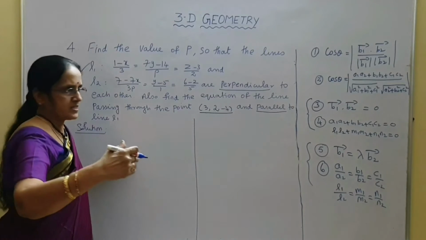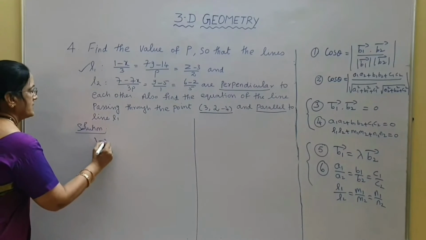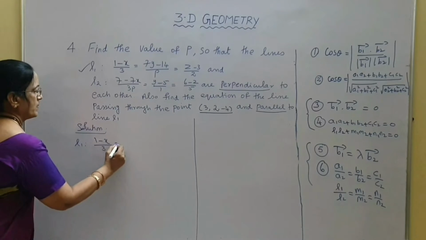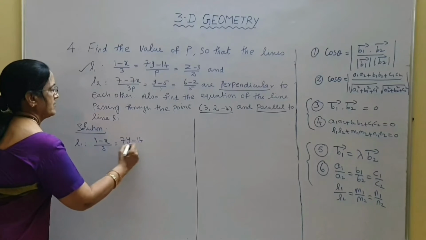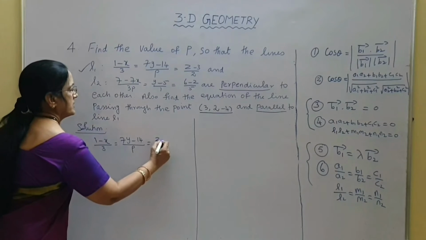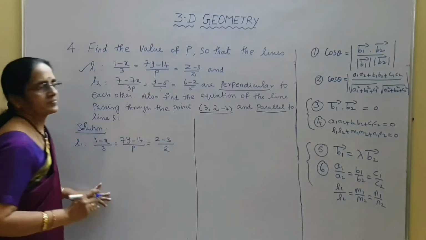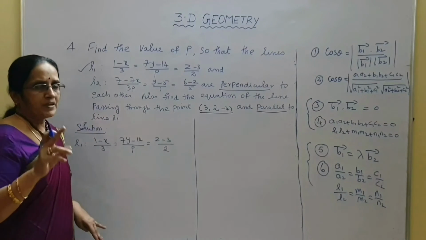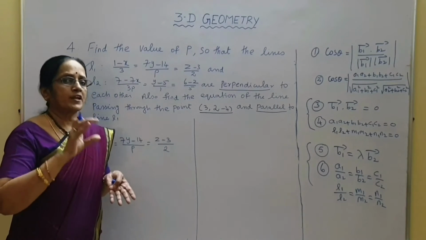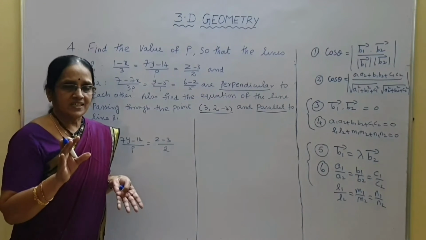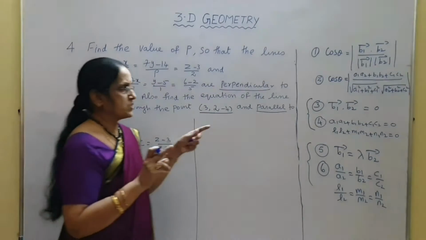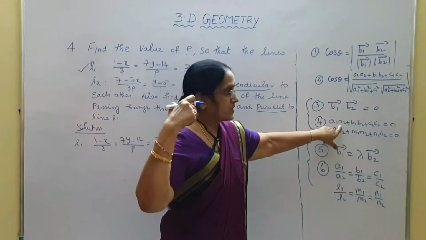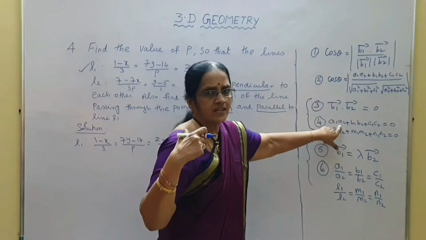First, let me write the equations. The equations are, that is L1, the first equation: (1 − x)/3 = (7y − 14)/p = (z − 3)/2. Since L1 and L2 are perpendicular to each other, immediately the condition for perpendicularity of lines should come to your mind, which is nothing but A1A2 + B1B2 + C1C2 = 0. This particular formula should come to your mind, because the given two equations are in Cartesian form.